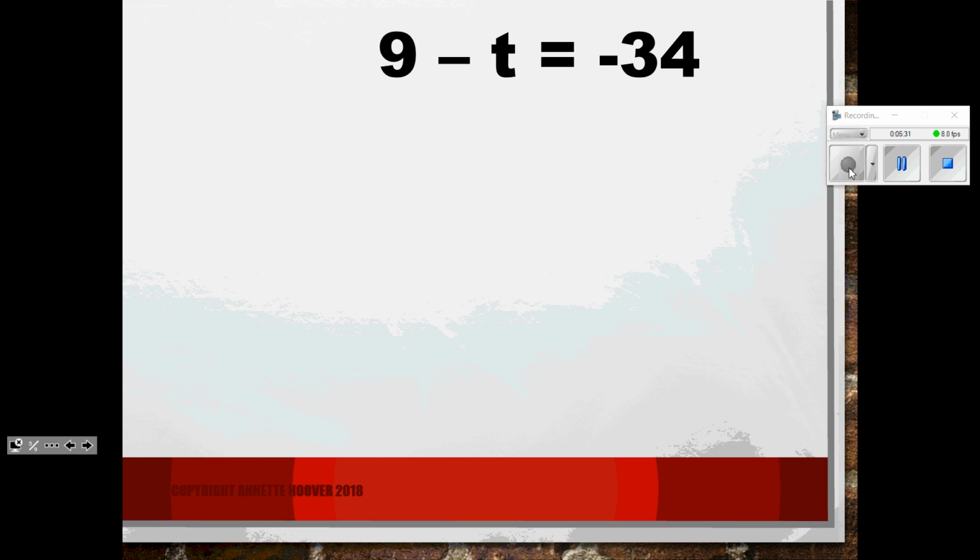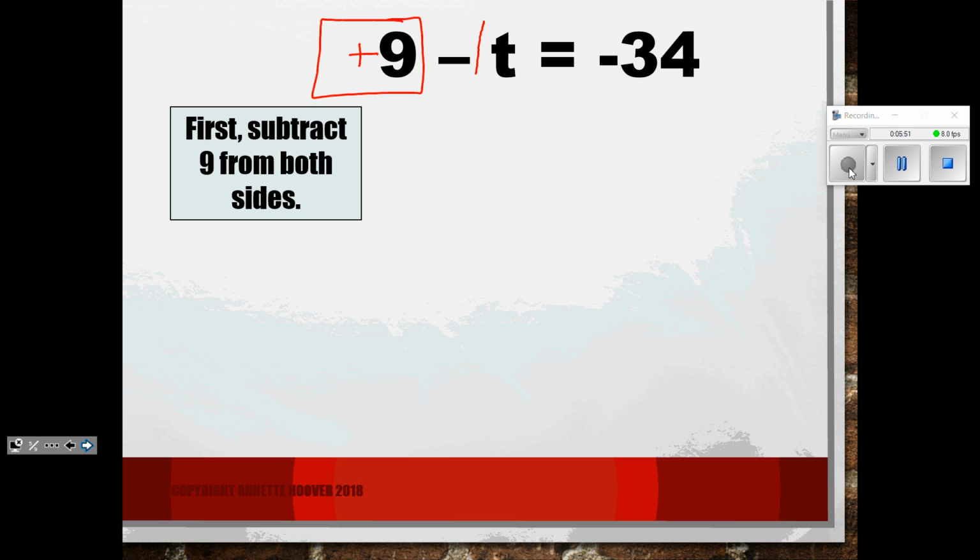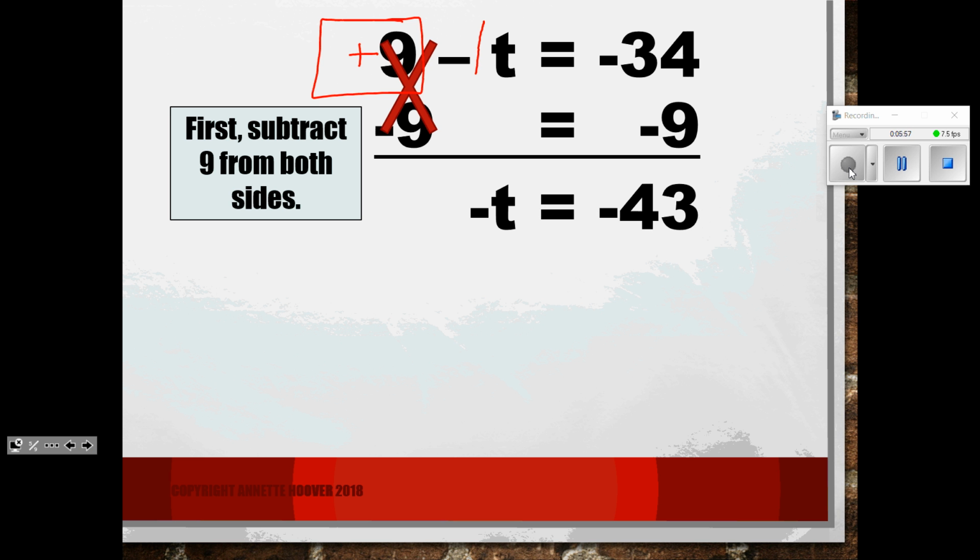Okay, so we locate the variable. This time, we have negative t. Remember, if there's not a number in front of it, there's an invisible 1. So first we want to move what's being added or subtracted. And this would be multiplying t times a negative 1. We always move what's not attached to the variable first. Here's a positive 9. And since we have a positive 9, we're going to do a negative 9 on both sides of the equation. That leaves us with a negative 1t, it's invisible, and a negative 43.